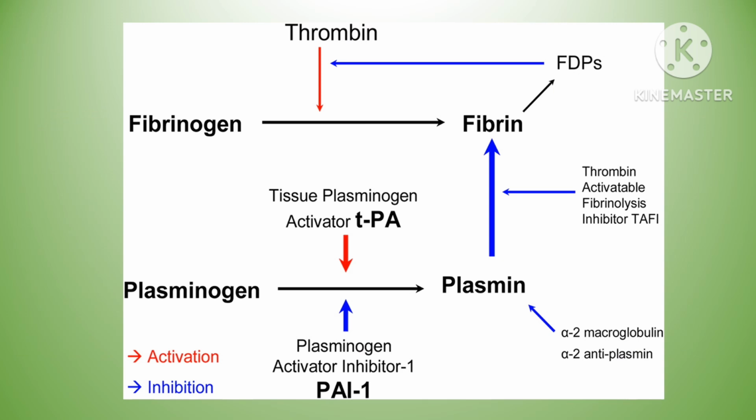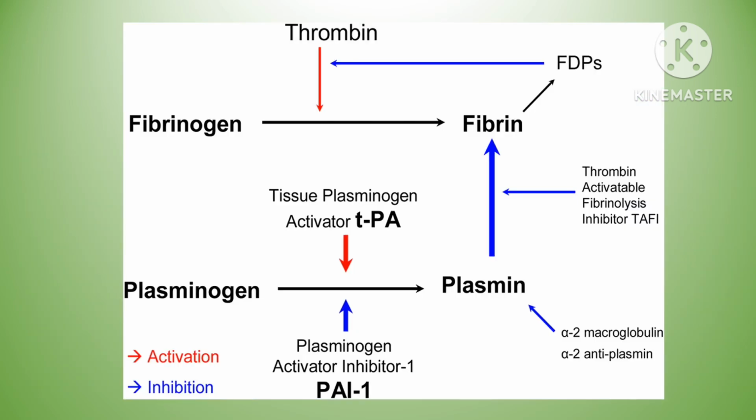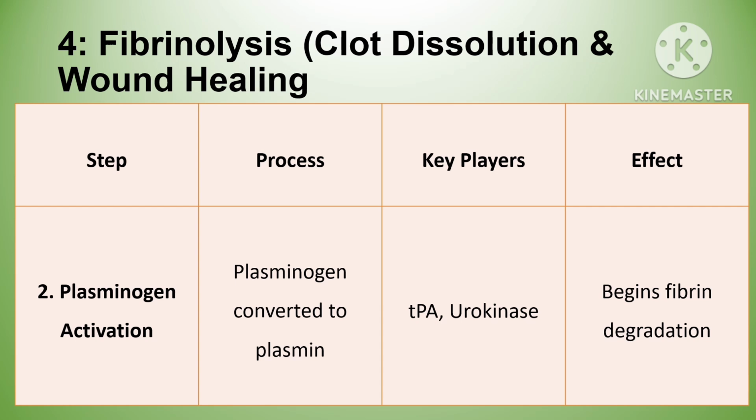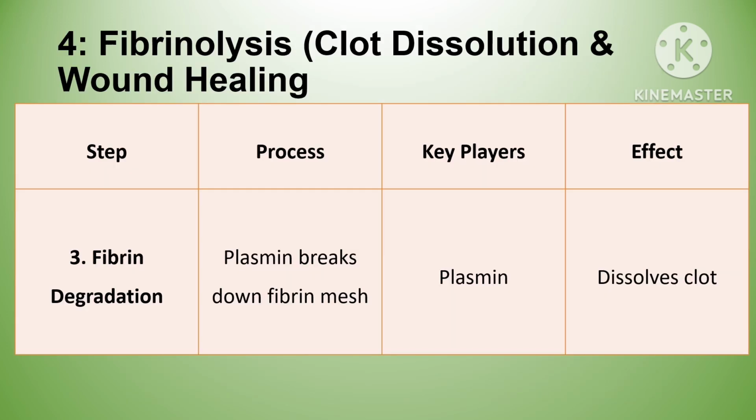Then the second step is fibrin dissolution. Plasmin acts like scissors, cutting the fibrin mesh into fibrin degradation products, including D-dimers. This process slowly dissolves the clot, allowing blood to flow normally again. But this process must be carefully controlled. Too much plasmin can cause excessive bleeding, while too little can lead to dangerous clots.